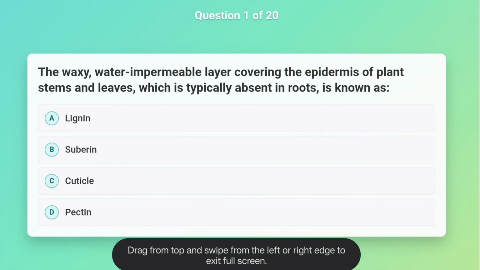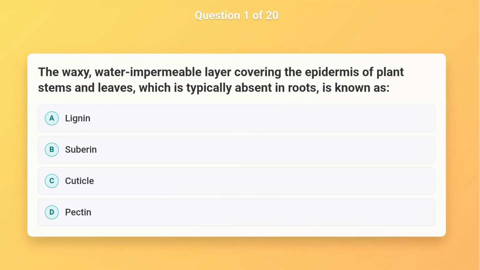The waxy, water-impermeable layer covering the epidermis of plant stems and leaves, which is typically absent in roots, is known as cuticle.